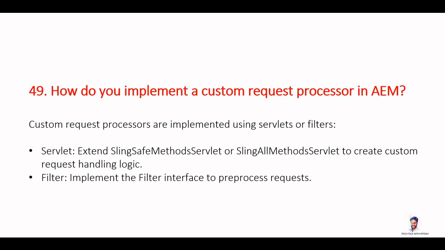But yeah, custom request processes are implemented using servlets or filters. And servlets we already know. Extend either the Sling safe method servlet, Sling all method servlet, or Sling get method servlet to create custom request handling. Request handling means we get the request and then we do something on top of that request. We try to manipulate the request, and finally we achieve our business logic.